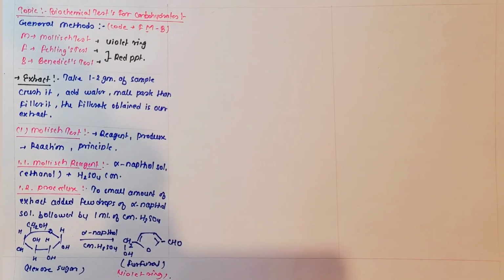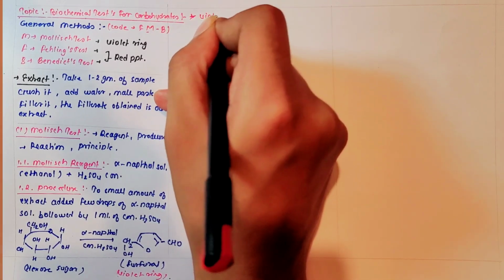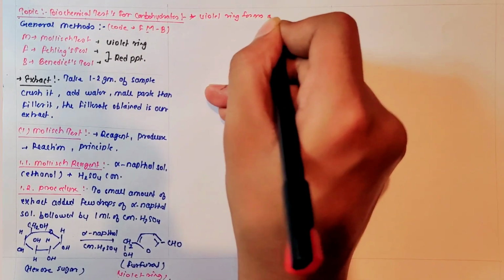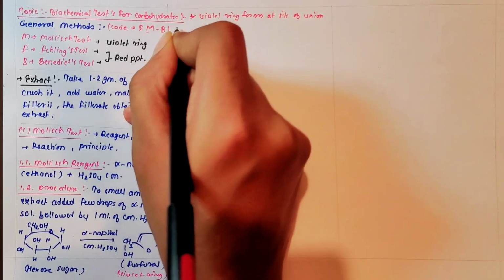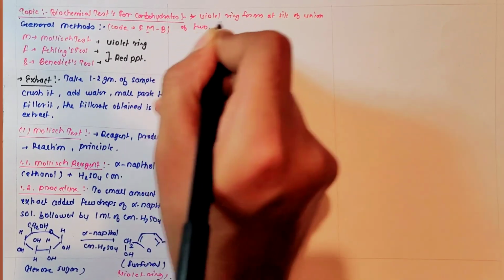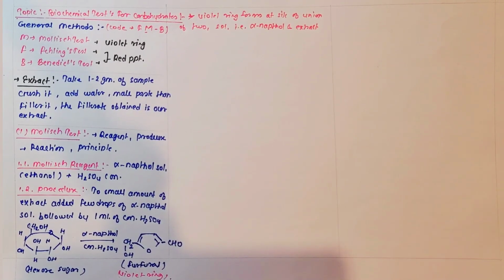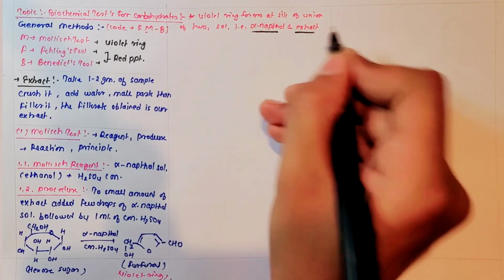And there should be one thing to be noted: the violet ring forms at site of union of two solutions. So what will be the two solutions? The two solutions will be the alpha naphthol solution and the extract.